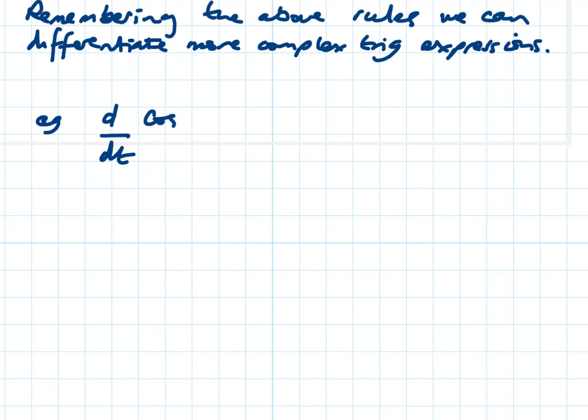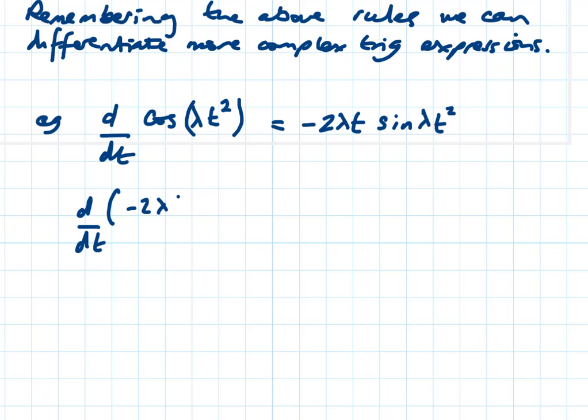We can differentiate something like cos lambda t squared quite easily because we differentiate the angle, which is the lambda t squared part, which gives us 2 lambda t. Cos goes to minus sine, so we write sine lambda t squared and then we stick our negative sign at the beginning. But what happens if I want to differentiate that a second time? So it's a slightly more complicated expression.